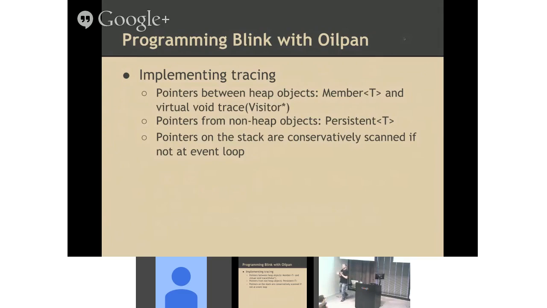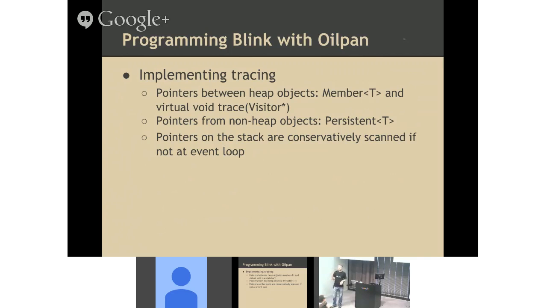Good. So, implementing tracing. For tracing, we have a root set, and then we need to trace through the object graph. There are a number of types of pointers that we need to find here. The stack is part of the root set, so we need to be able to find pointers from the stack into the heap when we're not at the event loop. We need to be able to find pointers from non-heap objects into the heap. And once we have these roots, the initial set of pointers into our heap, we need to be able to find all of the pointers from heap objects to other heap objects.